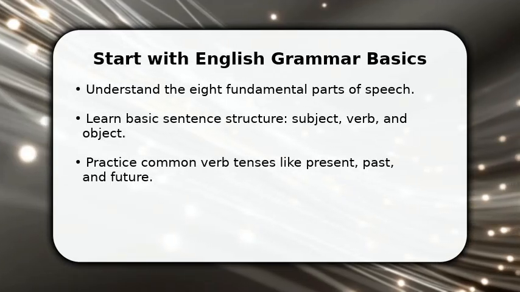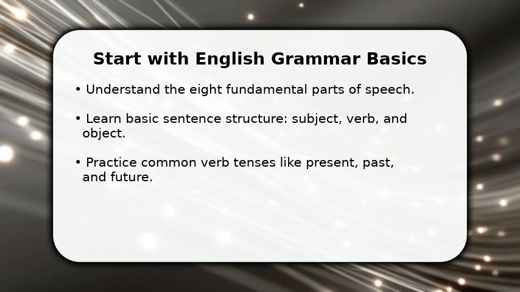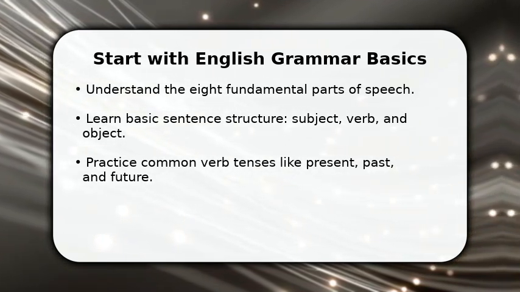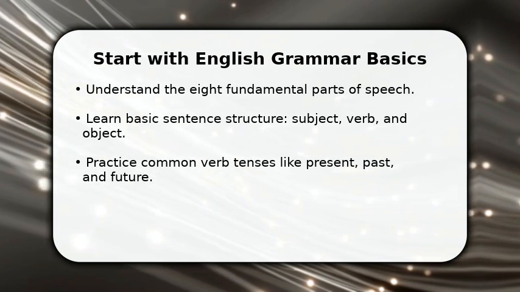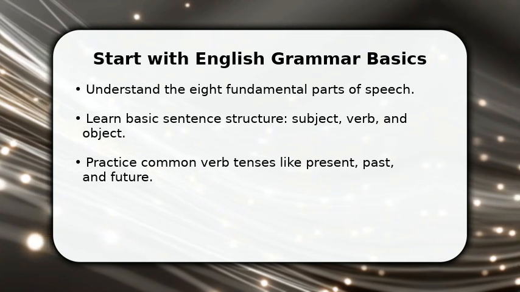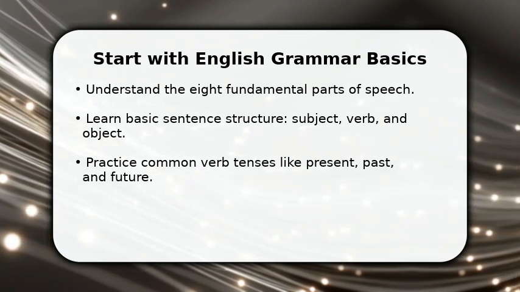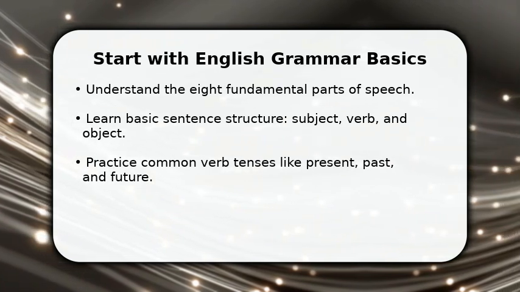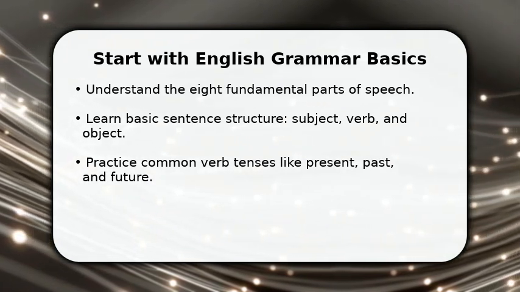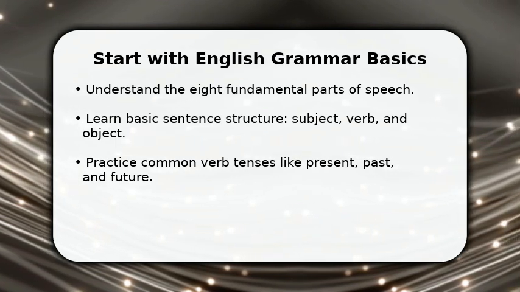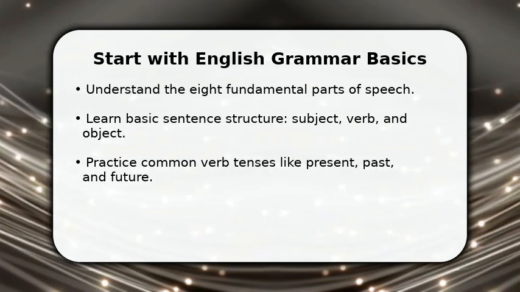In this video, I will explain how to learn fast English grammar. Begin by mastering the core building blocks. Focus on understanding the 8 parts of speech, such as nouns and verbs, which are essential. Next, grasp basic sentence structure, including the subject, verb, and object. Finally, practice the 3 most common verb tenses, present, past, and future, to form simple sentences correctly. This foundational knowledge is crucial for rapid progress.